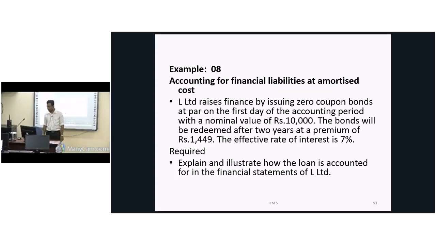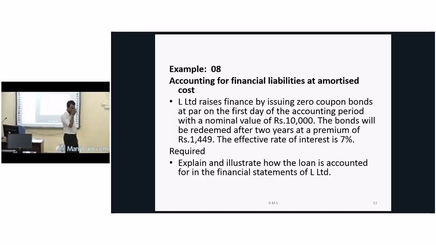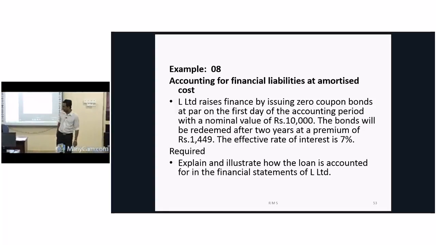A Limited raises finance by issuing zero coupon bonds at par on the first day of the accounting period with a nominal value of 10,000. The bond will be redeemed after 2 years at a premium of 1,449. The effective rate of interest is 7%. It's very clear. 10,000 at 7%, first year interest will be how much? 700, right? Second year interest is how much?